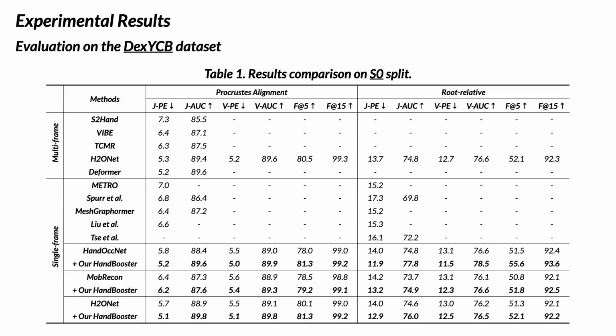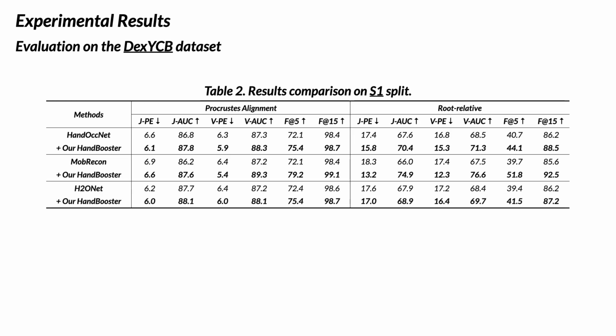We conduct experiments on several benchmarks. First, we show the quantitative results on the DexYCB S0 split. Our method consistently boosts all 3 baselines on all metrics. Besides, we also test on the more challenging S1 split, which contains unseen subjects. Our HandBooster still consistently improves all baselines significantly.